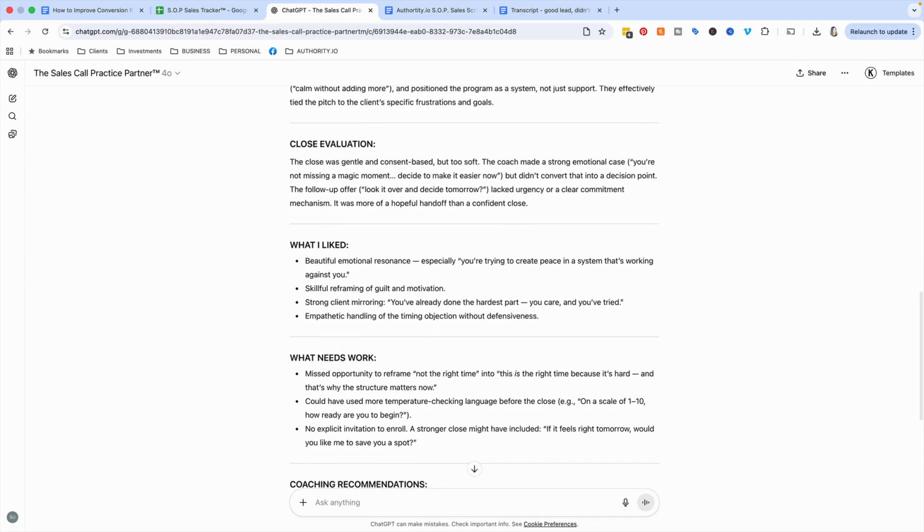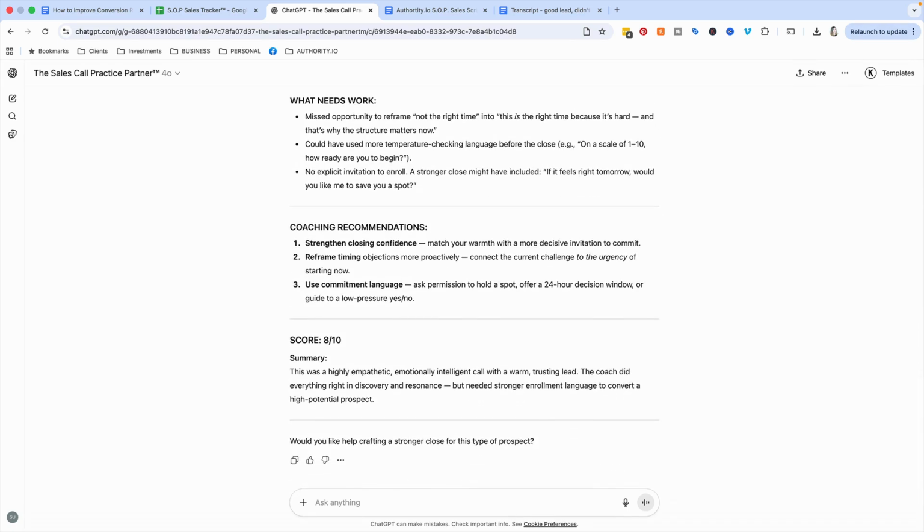So I think the thing that's most important is the reframe of "not the right time," which is going to come up, into "this is the right time because it's hard, and that's why structure matters now." So you could even ask a question of, "So what do you think is going to make this easier right now? If it feels like it's not the right time because it's difficult right now, what's the path to make it easier?" And then they're going to go, "Oh, right, I don't have a path and I don't have a structure." So there's just some really simple questions you can use there.